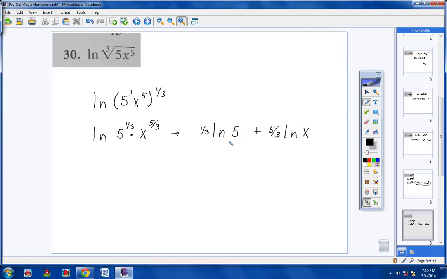And that's it. Don't forget your base is e. I'm not seeing any base e of an e. I'm seeing base e of 5 and base e of x, but that's all that I'm seeing. So let me check the answer key to make sure, but I'm pretty sure that's all we can do. Yep, that is the correct answer. Okay, moving on to number 31.